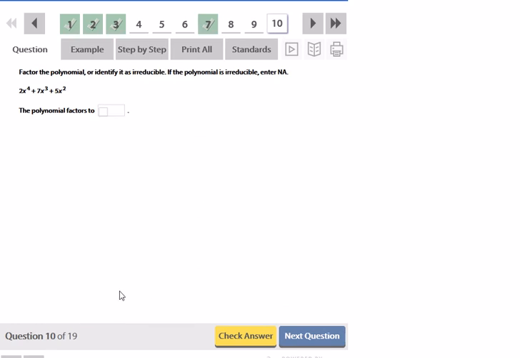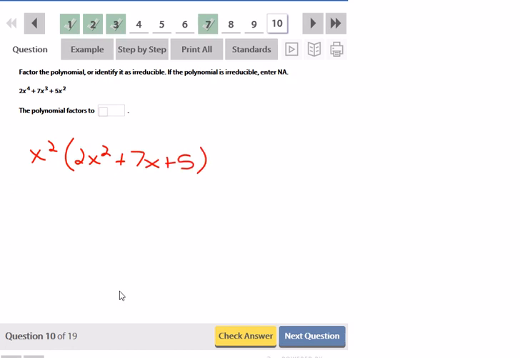Factor this polynomial or identify it as irreducible. So this is a fourth degree trinomial. We do have a common factor. I can factor out an x squared here. That leaves me 2x squared plus 7x plus 5.